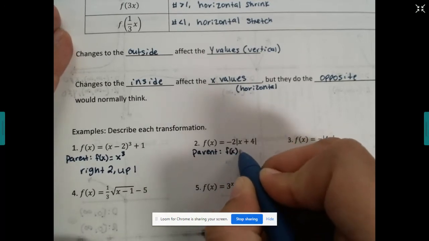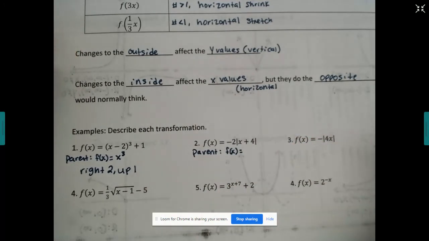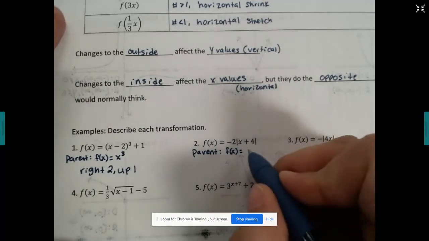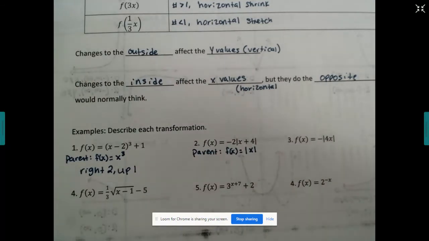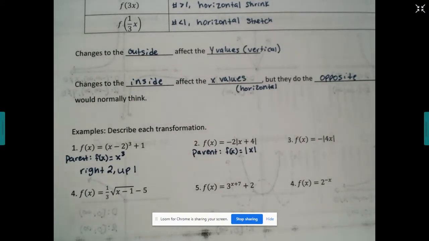It's on the front of this paper if you don't know what it's called. Yeah, absolute value. Good. So our parent function is absolute value of x. So that is the graph that we are changing. And again, if you don't know, you can graph it. See what the shape is. If it's a V, it's absolute value.